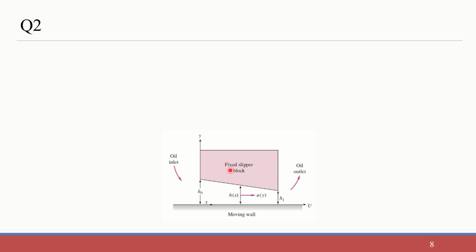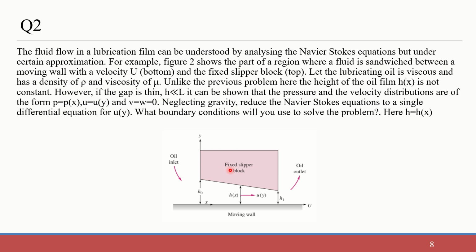So now what is given in the question, we will just read. The wall is moving at a velocity u. That is also we need to check. So in the question it is given that the fluid flow in a lubrication film can be understood by analyzing the Navier-Stokes equation, but under certain approximation. For example, figure 2, that is this particular figure, shows the part of a region where a fluid is sandwiched between a moving wall with velocity u, that is the bottom, and the fixed slipper block at the top.